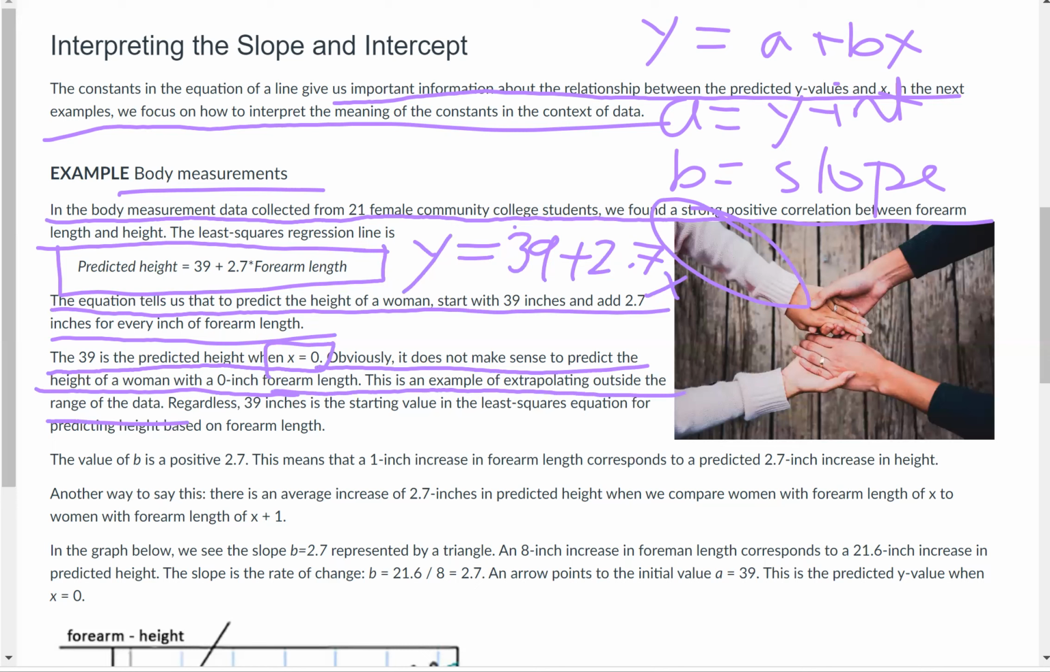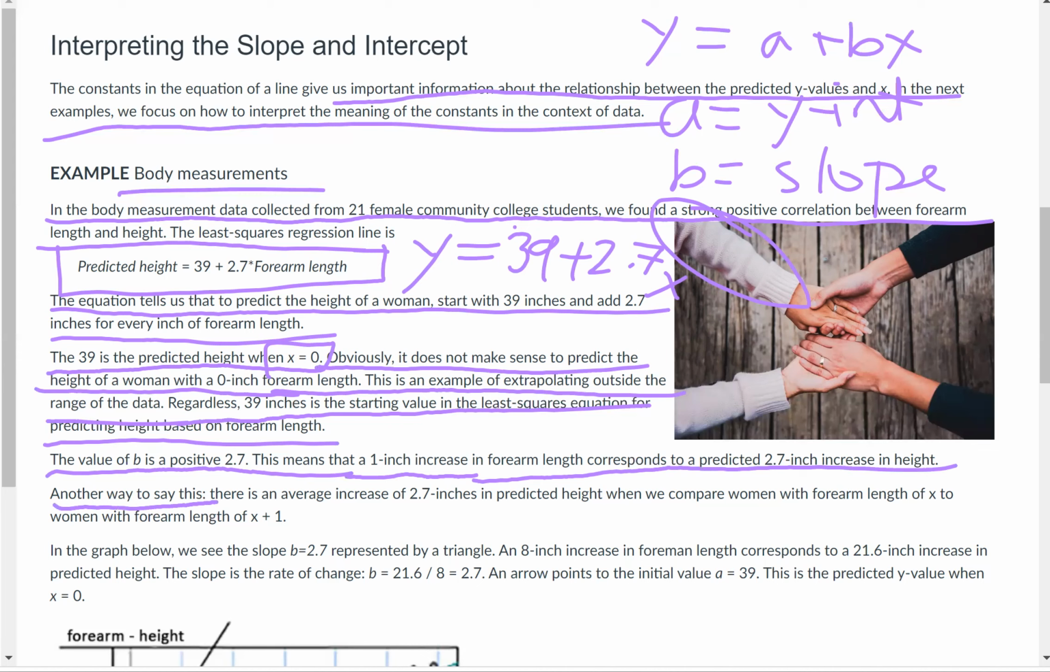Yeah, we only have data values that are positive forearm lengths. So we wouldn't even think about when x is 0. That wouldn't make sense. Regardless, 39 inches is the starting value in the least squares regression equation for predicting height based on forearm length. The value of B is a positive 2.7. This means that a 1-inch increase in forearm length corresponds to a predicted 2.7-inch increase in height.